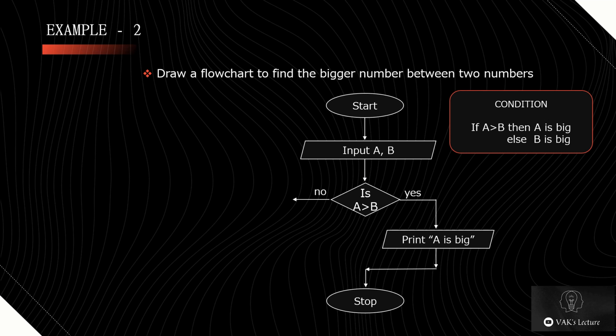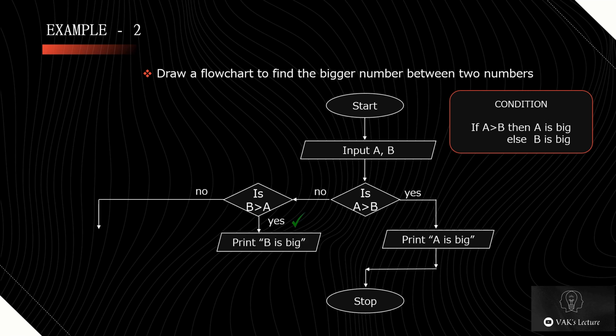Suppose the condition A greater than B is false, then it will move to the left side. And we have to check whether B greater than A or not. This is a condition, that's why I use a decision box. For this decision box also, we have two output lines. One is yes and the other is no. If the condition is true, it will move to the yes part and it will print B is big. After printing, it will move to stop. And if this condition is false, that means it moves to the no part.